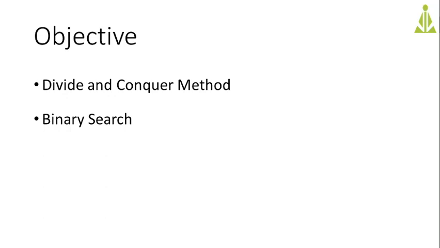Binary search you already did in C++ data structures. Once again we are going to see it here, and we'll see the algorithm as well. So first, binary search. Binary search is a fast search algorithm. In the given array, if you want to search for any one element, binary search is the fastest search algorithm.